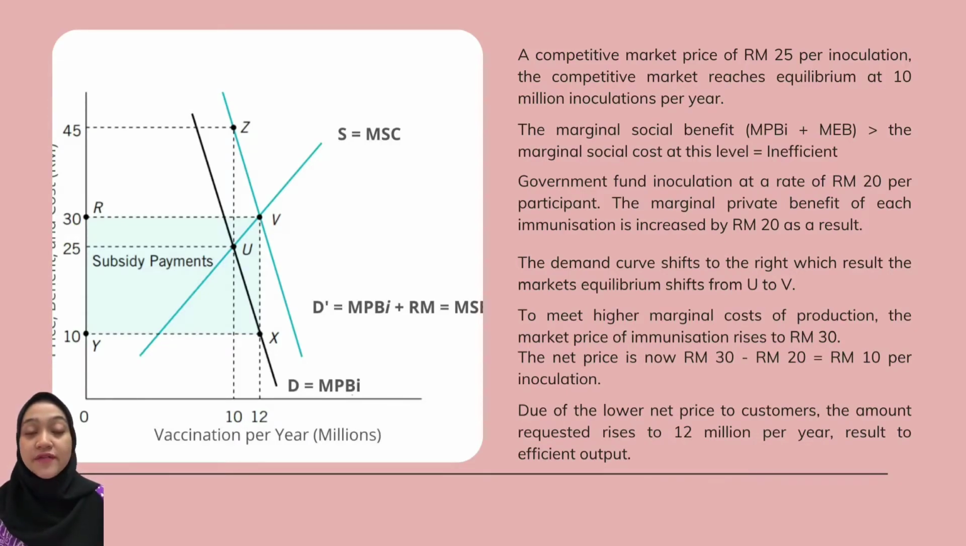The market price of inoculation increases to 30 ringgit Malaysia to cover the increased marginal cost of production. However, the net price after receiving the subsidy declines for consumers. Now, the net price is 30 ringgit Malaysia minus 20 ringgit Malaysia, equal to 10 ringgit Malaysia per inoculation. This reduction in the net price to consumers increases the quantity demanded to 12 million per year, the efficient output.